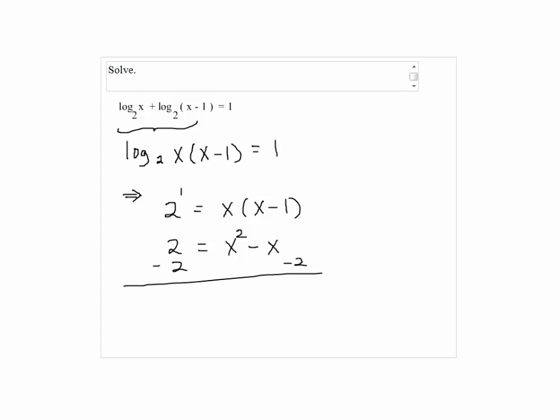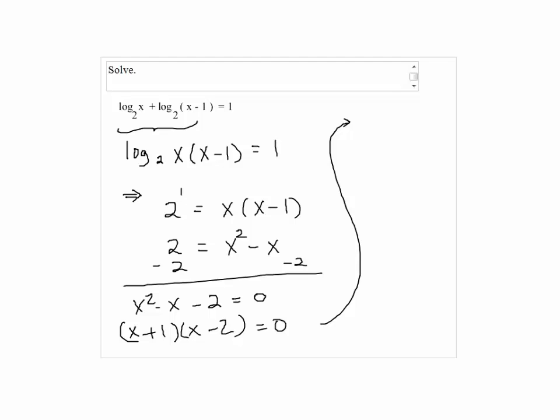Solve. Log base 2 of x plus log base 2 of x minus 1 equals 1. First, we can combine the left terms by using the product rule. So log base 2 of x times x minus 1 equals 1. And by using the exponential form, we have 2 to the first power equals x times x minus 1. So 2 equals x squared minus x.